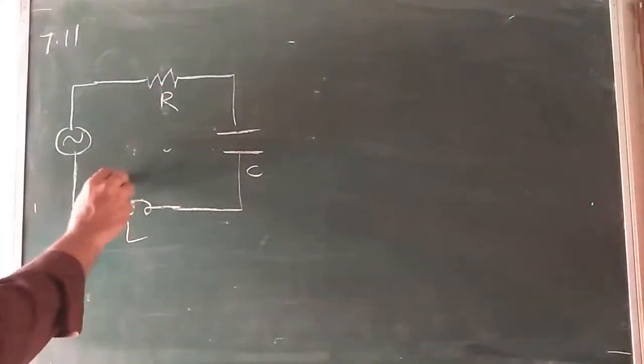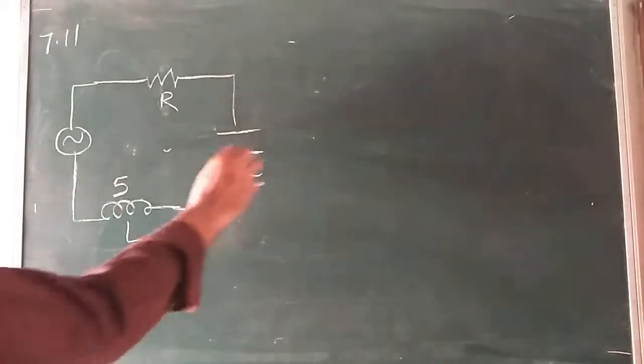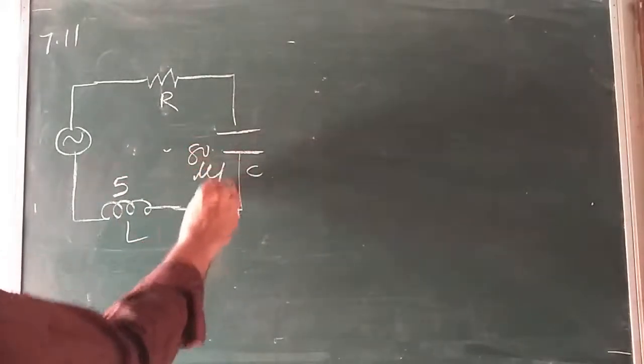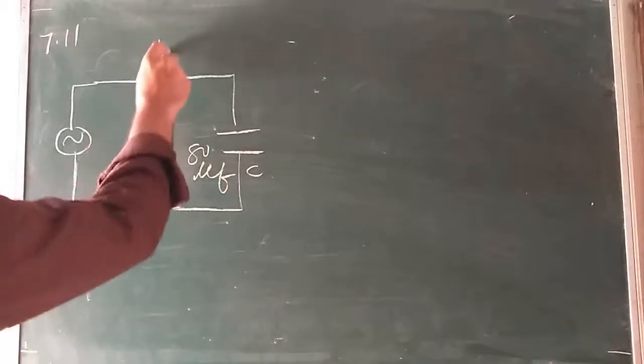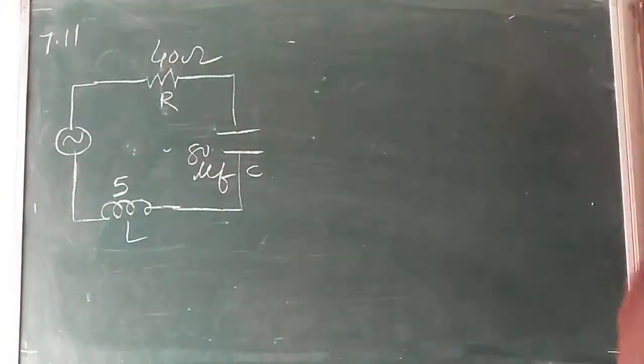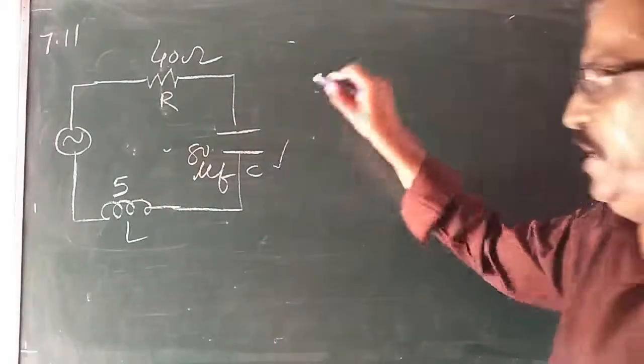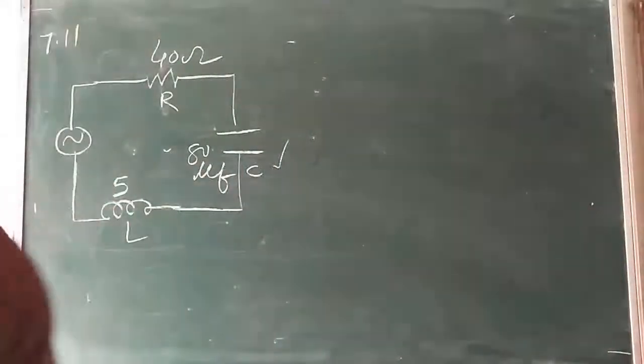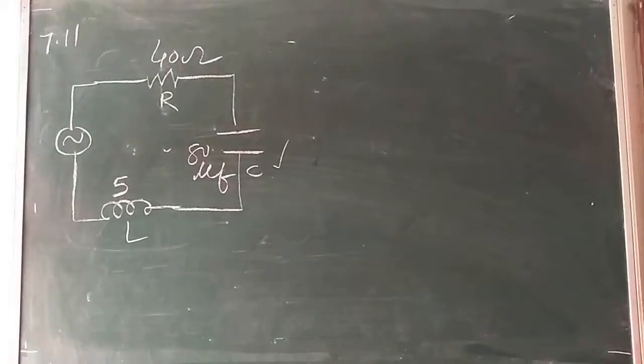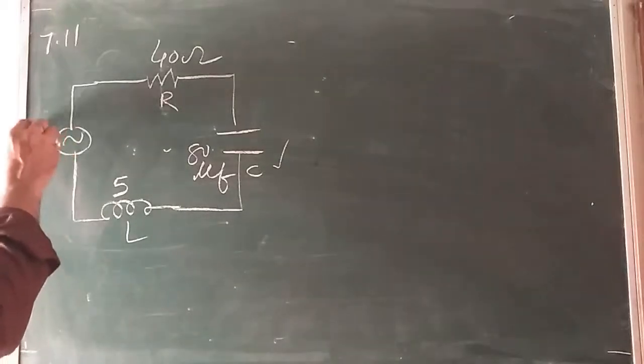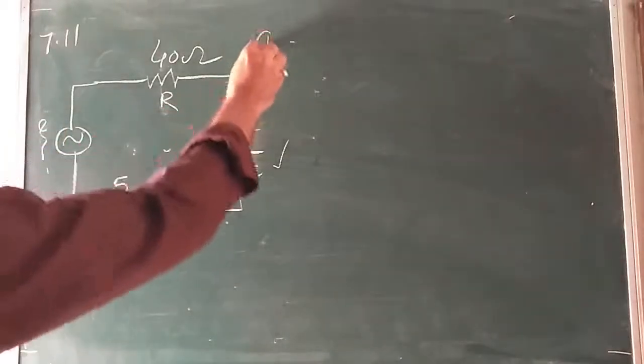The value of L is 5. Value of capacitance is 80 microfarad. And value of resistance is 40 ohm. This figure is given to us. Then we are going to see what it is asking. Is that clear? It is a series LCR circuit. Determine the source frequency which drives the circuit in resonance. You have to find this out.